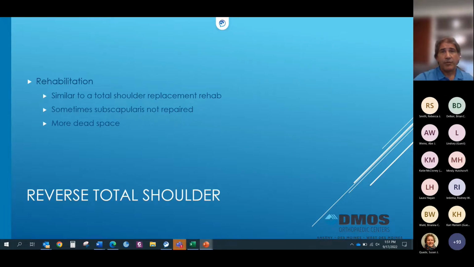The rehab's similar, but I don't worry as much about the subscap protection because a lot of times I don't even repair it. We'll talk about that a little bit more, but the subscapularis, if you recall, we're moving that ball away from the socket. We're putting the deltoid on more tension, and a lot of times you can't get the subscapularis back to where it came from unless you really want to constrain the arm down. So a lot of times I don't repair the subscapularis, and I rely on the intrinsic stability of that reverse ball and socket, and we don't have to worry as much about the subscapularis. But I would caution you, not every surgeon thinks that way, and not every one of my cases do I not repair it. So go by whatever the prescription is, please.